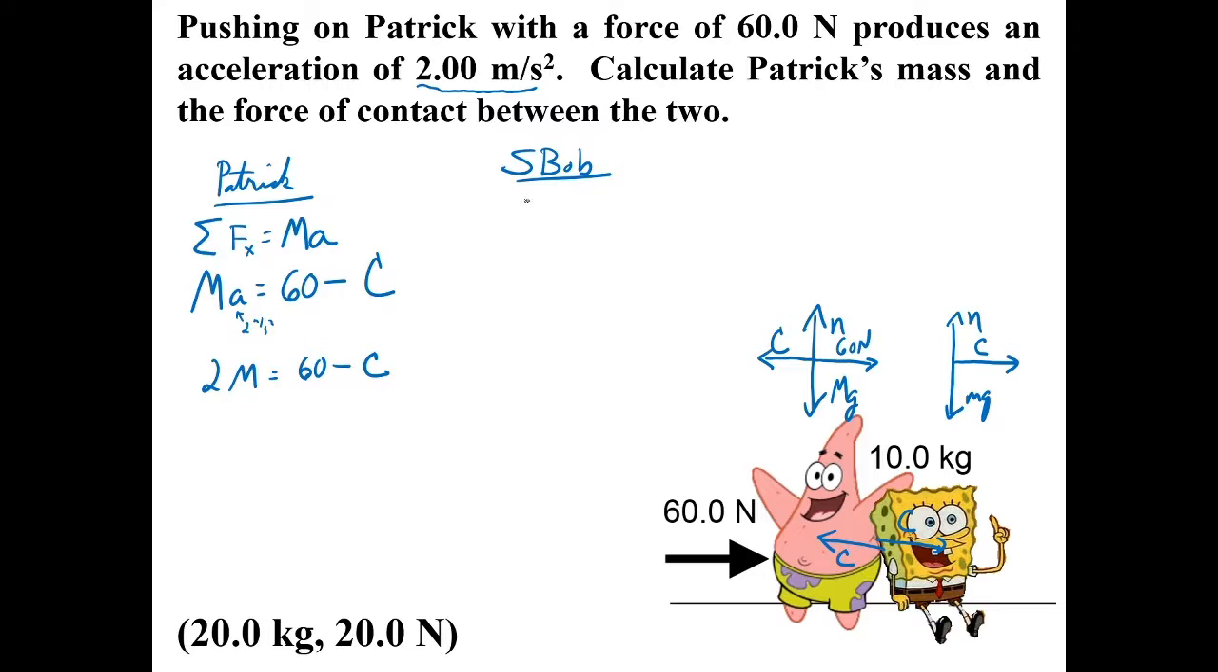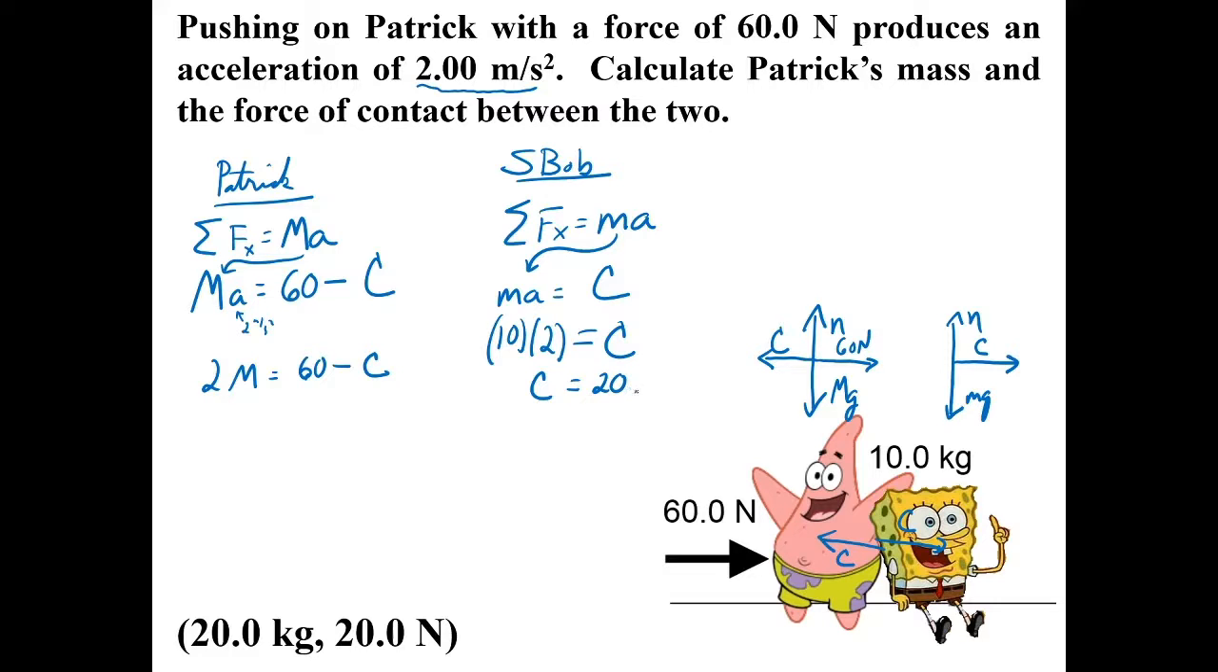Now let's check SpongeBob. The sum of the forces in the x direction is ma. Bring that down. I should have drawn the arrow over here too. Bring that down. So ma is equal to the contact force. But this is going to be kind of nice. We know his mass is 10. And we were told the acceleration is 2. That's the acceleration of both of them. If they're in contact, they have to both accelerate at the same rate. One can't accelerate more than the other. So the contact force ends up being 20 newtons.